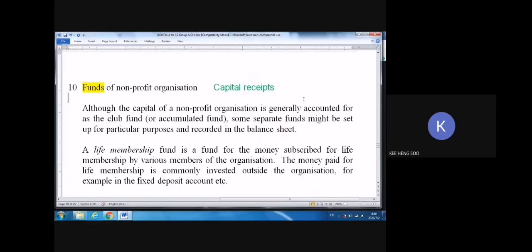Normally your statement of financial position has capital, then non-current liability and current liability, right? So it's after the capital but before the non-current liability. That is called capital receipt. So in the club societies, it will be a special fund, in between your accumulated fund and your liability. So separate funds might be set up for a particular purpose and recorded in the balance sheet.